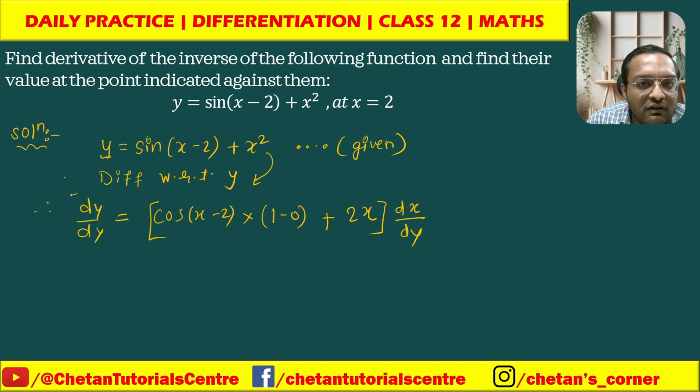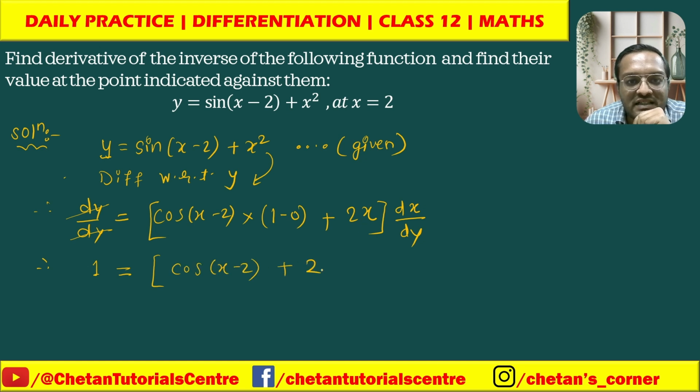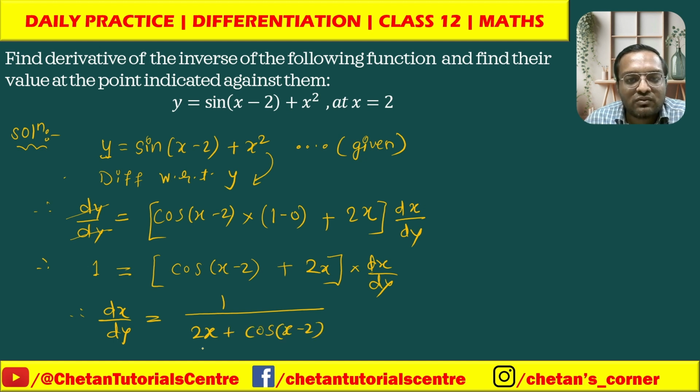I hope you have understood how we differentiate with respect to y. Now I will simplify this further. What I will get, this dy will get cancelled and I will be left with 1. This 1 minus 0 will give me 1, and this 1 multiplied by cos x minus 2 will give me cos x minus 2 plus this 2x as it is multiplied by dx by dy. So derivative of x with respect to y is 1 upon 2x plus cos x minus 2.